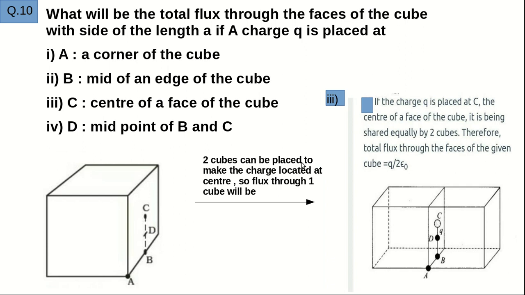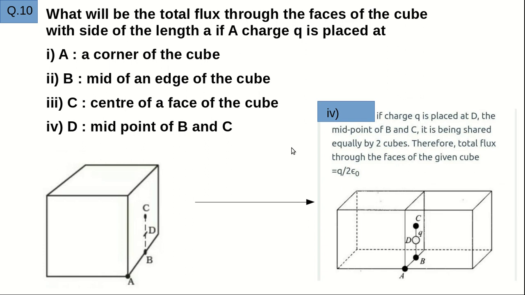The next problem is the center of the cube. If you place the charge at the center of the cube c, then you will need these 2 cubes to cover this charge at the center. The total flux through the bigger rectangular parallelepiped will be q by epsilon naught, but the flux through each cube will be q by 2 epsilon naught, which is half of the total flux.